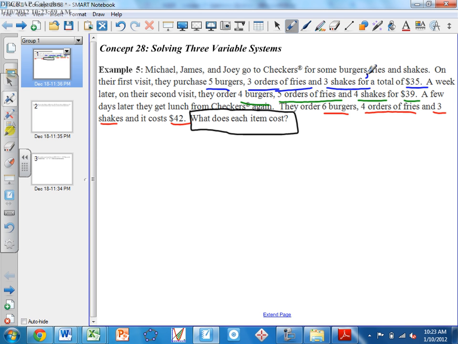So I'm going to say, Mia, I'm going to have X, I'm going to have Y, and I'm going to have Z, okay? What should X be? The burger, what's being asked? Good. The cost of the burger. X is the cost of the burger.